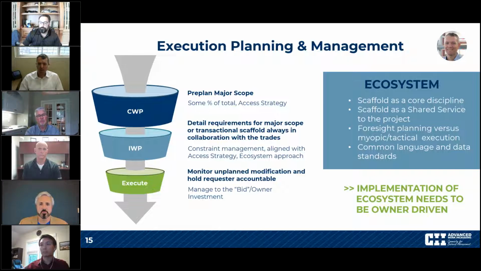Ultimately, we think that we can build a more effective scaffold if we have common language and common data standards, because that will also reduce unplanned modifications on site. But we also build a more efficient scaffold because instead of building individual towers, we are now able to build these multi-purpose scaffolds. So, yeah. Next slide, Josh.